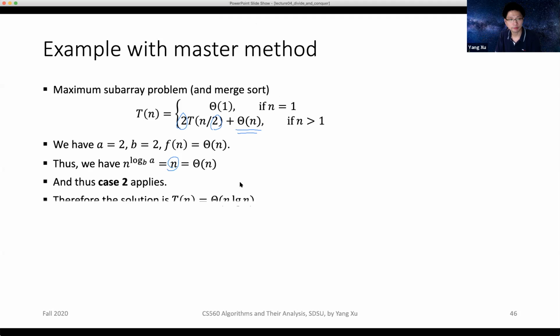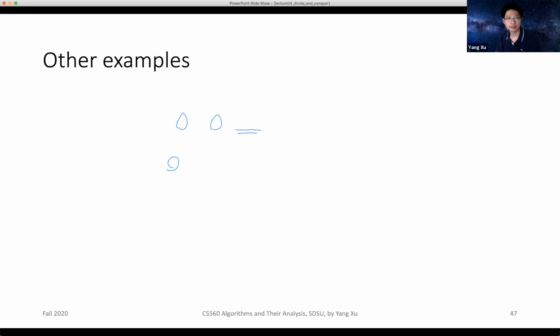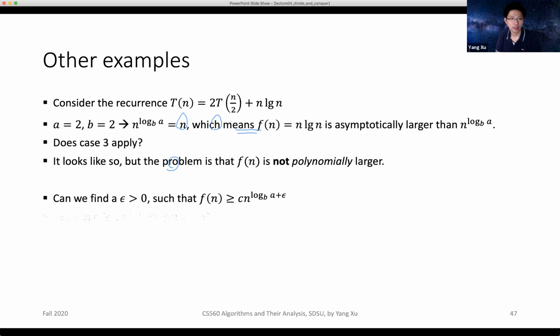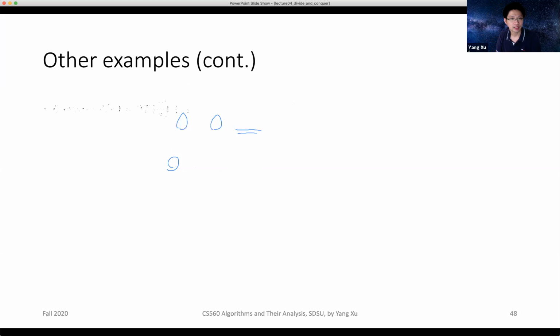So we can directly come up with a solution that T of n is big theta of n times logarithm of n. Okay. And some other examples we can consider, but this example involves some technicality issue with the master theorem. So I'm gonna skip it.